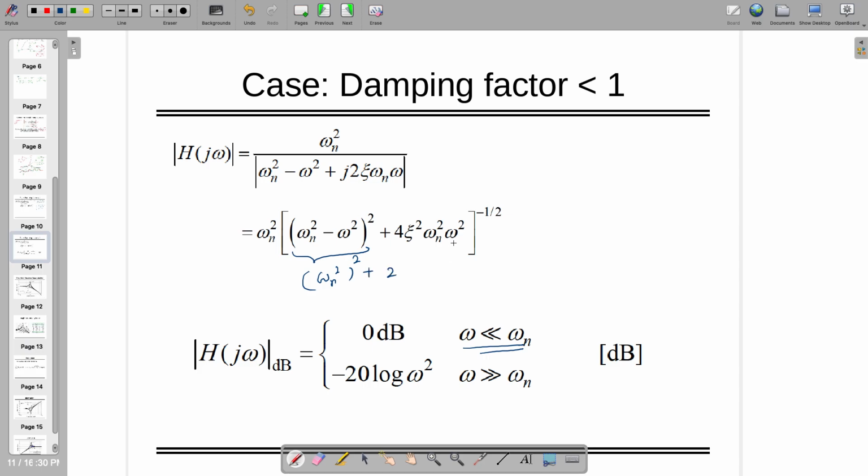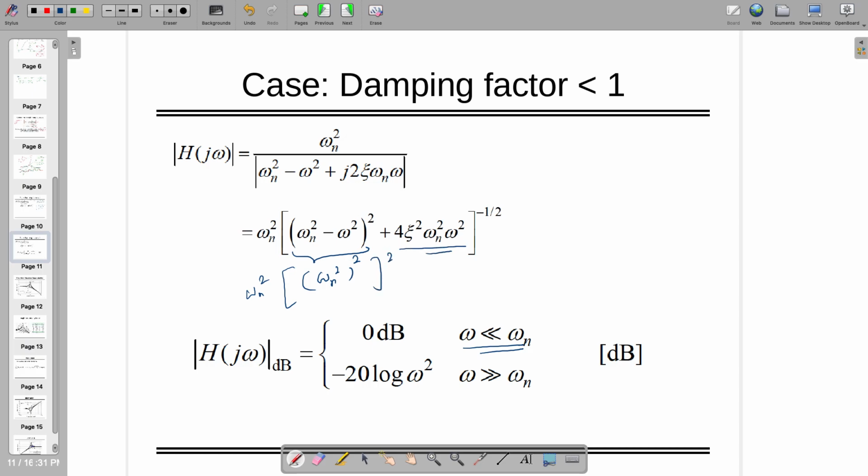What should I write here? If omega is much lower than omega n, the multiplication of these two will be 0, right? Because one guy will be 0.01, one guy is 10, and the multiplication is a smaller value, or you can say that we can neglect it and we can call it 0.